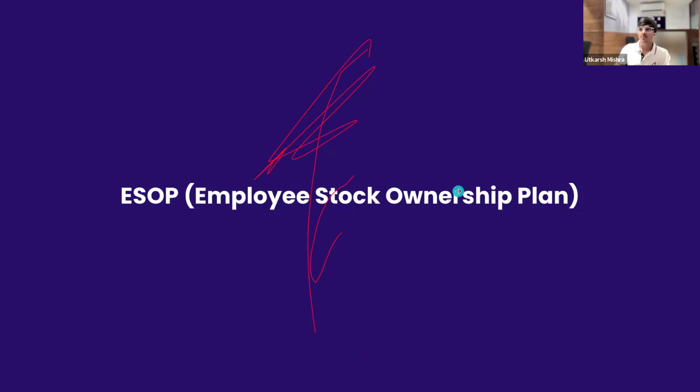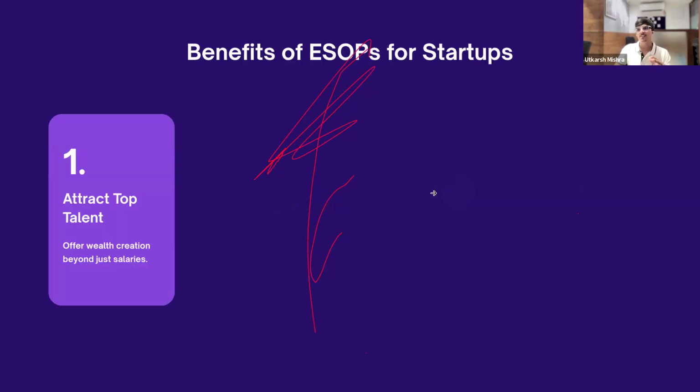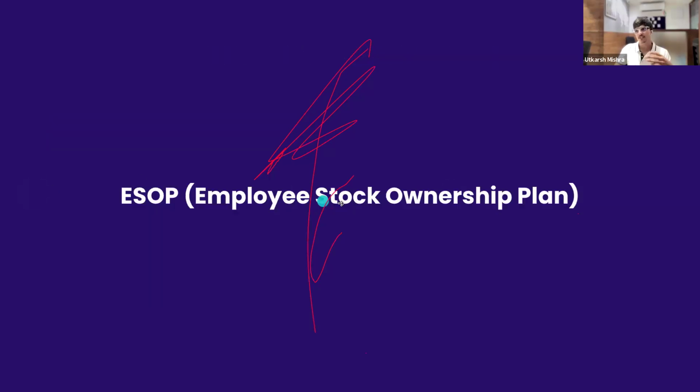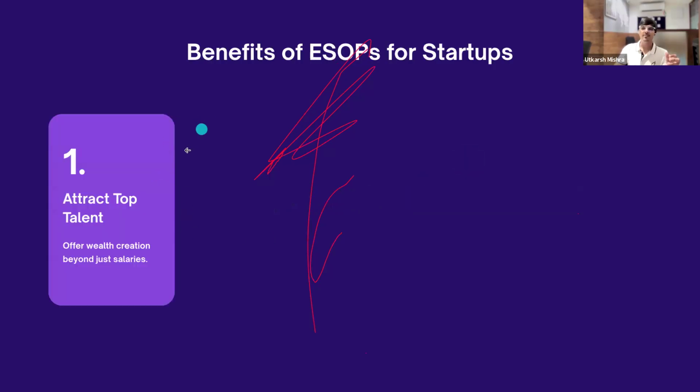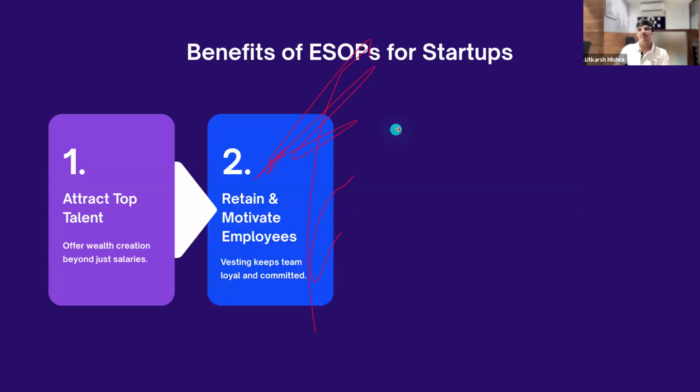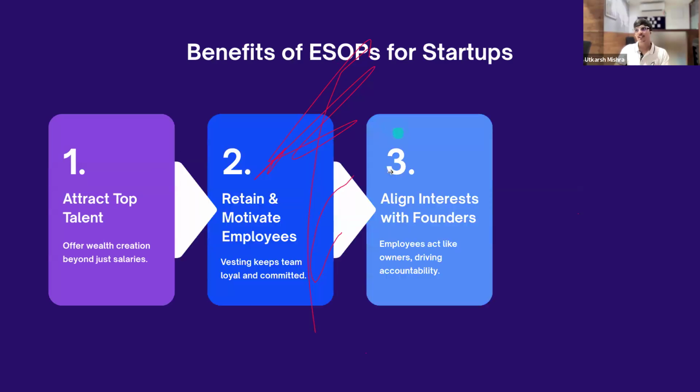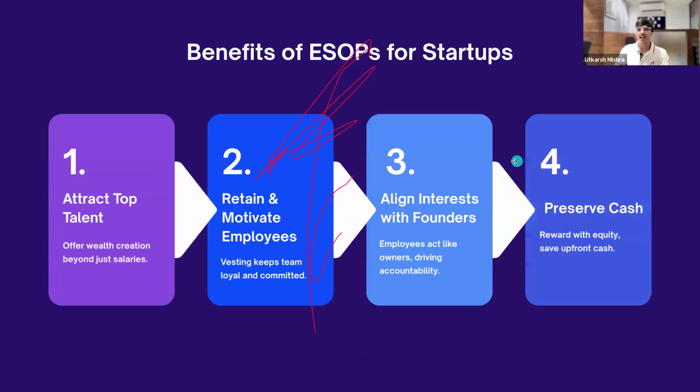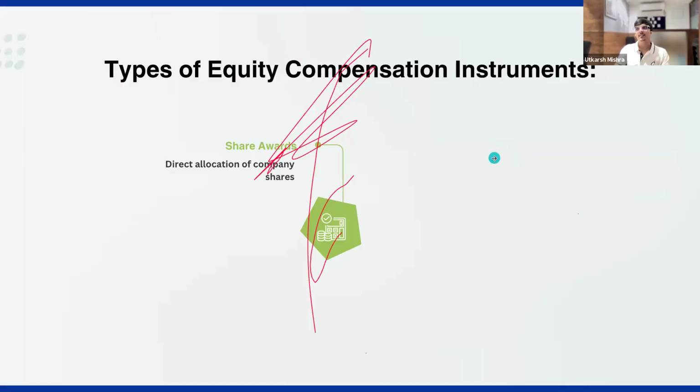So now coming to the employee stock option plan, the employee stock option ownership plan. The benefits of it are you can attract top talent, retain and motivate employees, align interest with the founders, and preserve cash as you can offer equity upfront. There are types of ESOPs.